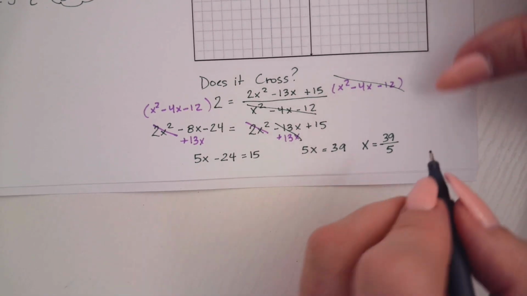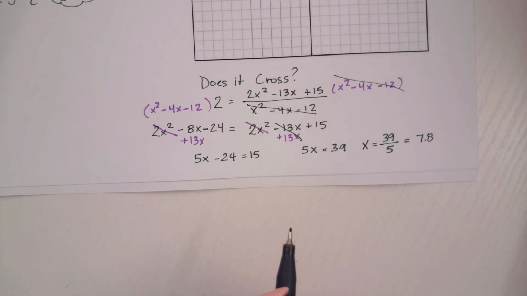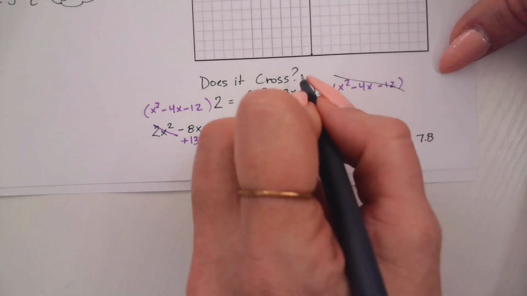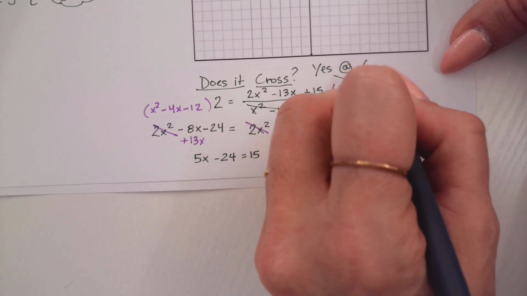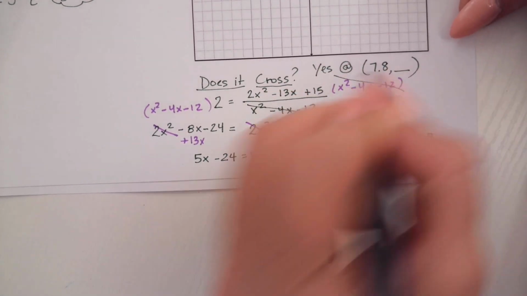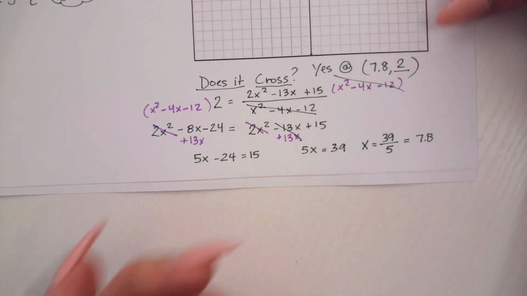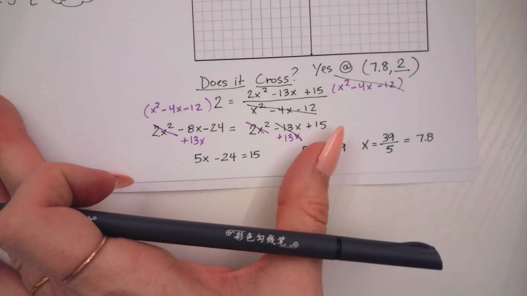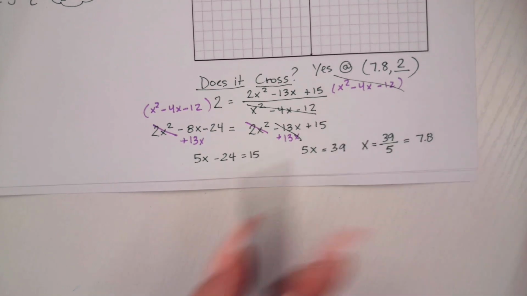7.8. Yeah. So it does cross. It crosses when x is 7.8. So does it cross? Yes. 7.8 comma, what is the y value of where it crosses? 2, because it crosses at the horizontal asymptote, which has a y of 2. So it is going to cross our horizontal asymptote at (7.8, 2), which is basically a point we can use later, so that'll be nice.